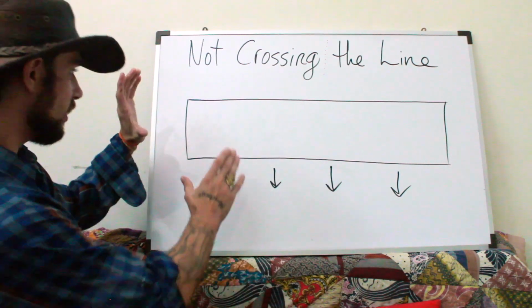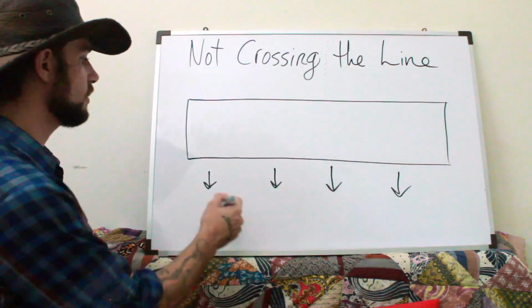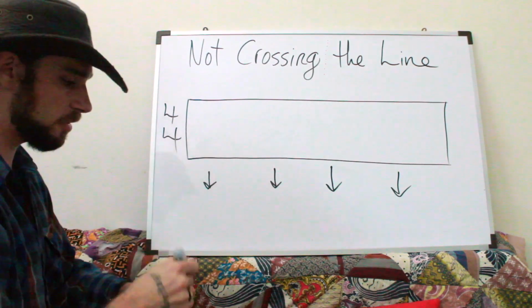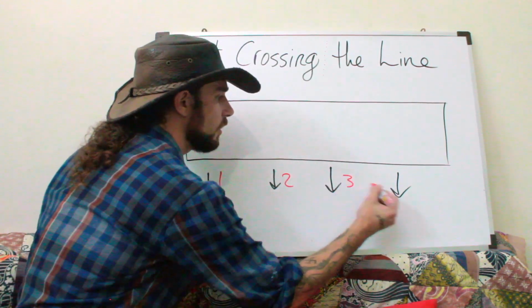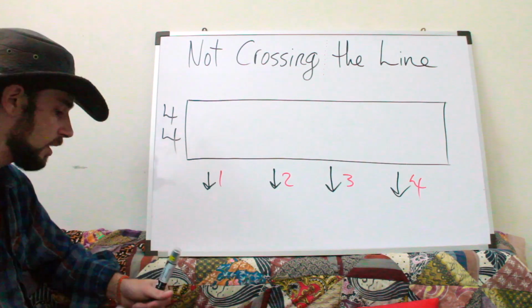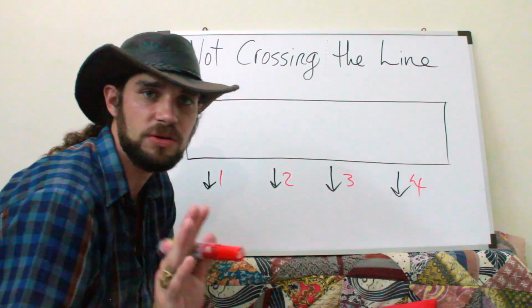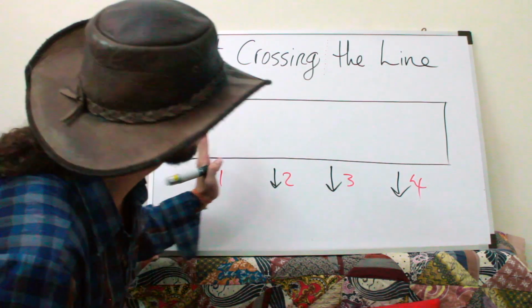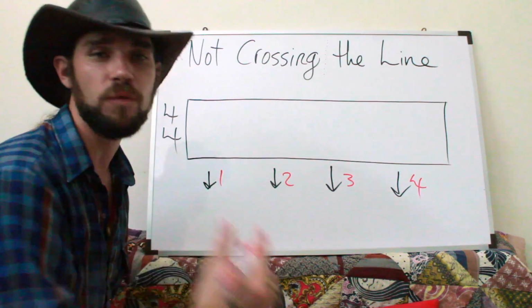So here we've got a measure and it's 4/4. See our 4 arrows here. I'll even put a little time signature there for you. So we got our 1, 2, 3, and 4. Okay. Let's look at some rhythmic cliches that you've already seen, and let's show you an example of crossing the line, and I'll show you how to avoid it.